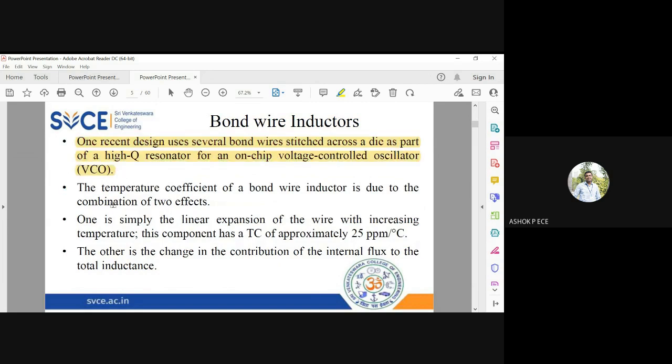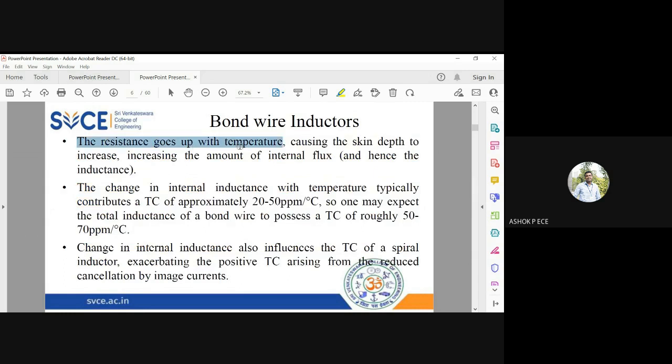The temperature coefficient of a bond wire inductor is a combination of two effects. One is the linear expansion of the wire. You know the wire has resistance, and when you increase the temperature, the resistance value will increase. The other is the flux which contributes to your inductance. So the temperature effect depends on these two considerations: one is the temperature coefficient of the wire, or I can say of the resistance, and the second is the flux produced because of current flowing through the inductance. Resistance will increase with temperature, and it will also increase the amount of internal flux.